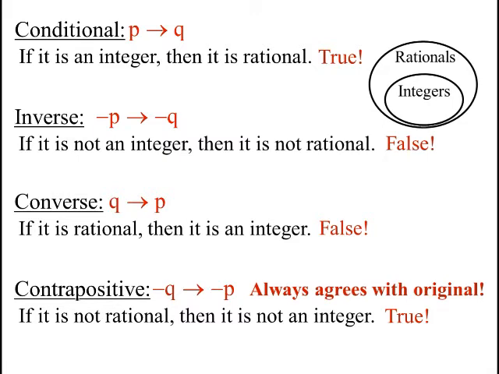And this is actually a way of proving stuff. Sometimes you can't prove your original conditional because you're having a hard time making this statement. So what you can do is prove the contrapositive true. And if the contrapositive is true, then that proves the original conditional true. It's a way of solving things, a way of proving things.